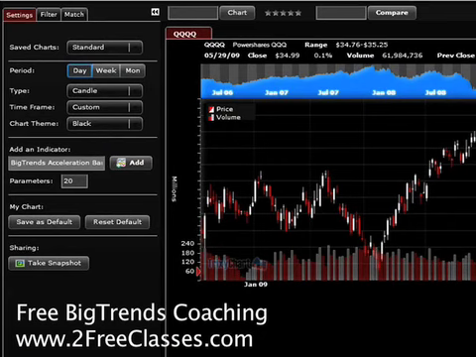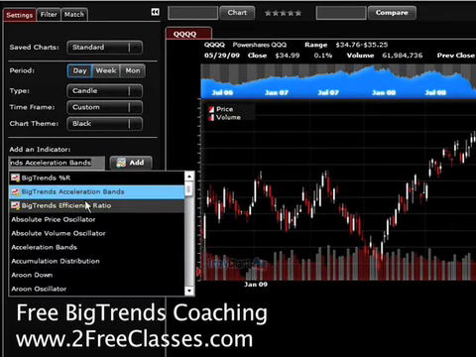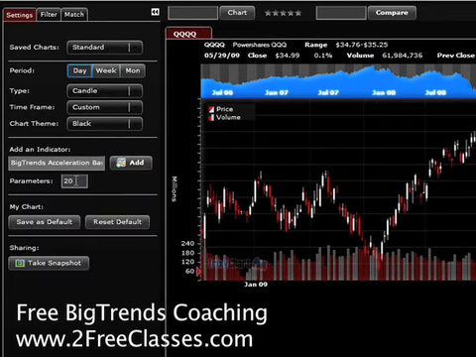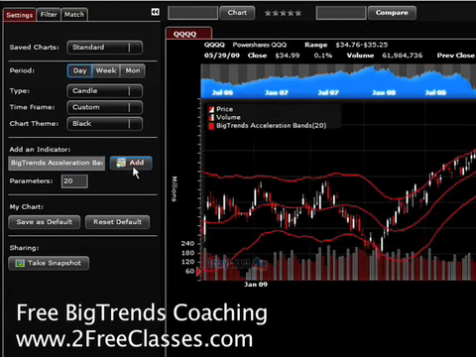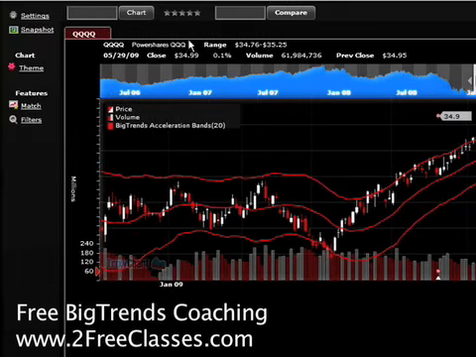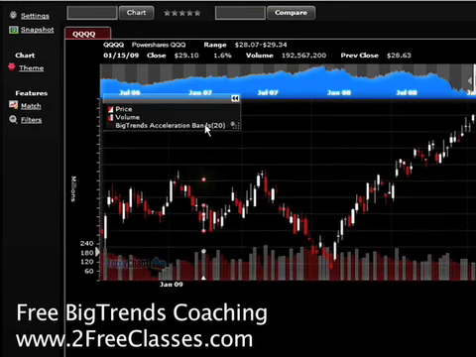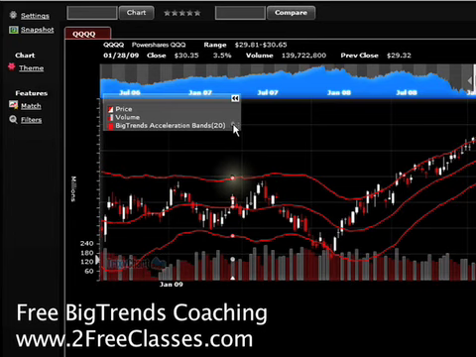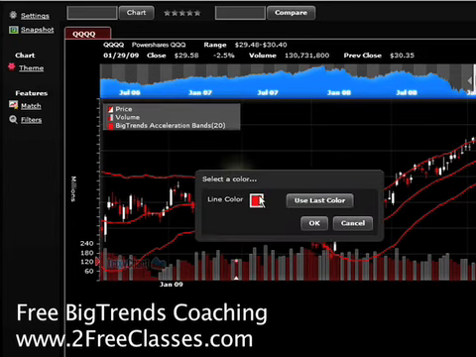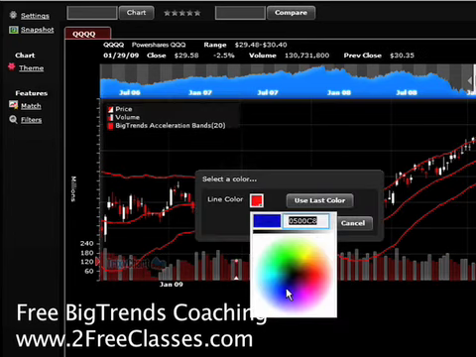I'm going to go over here to the left side and choose acceleration bands, and we're going to keep the parameters the default, which are 20 bars, or in this case, since we're looking at a daily chart, 20 days. Click add, and I'm going to minimize all of this. We can add a lot more indicators on this, but we want to focus on acceleration today. And I'd like to change the colors so you can see it a little bit better here.